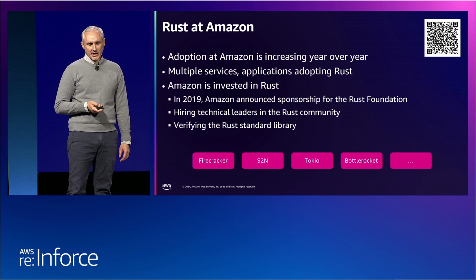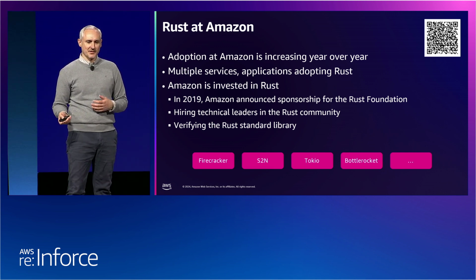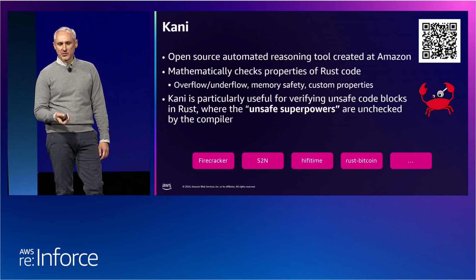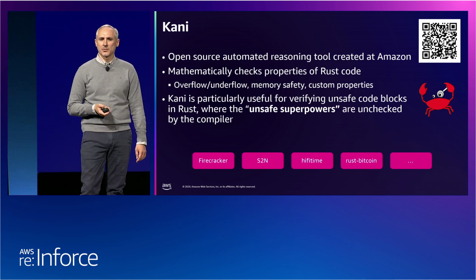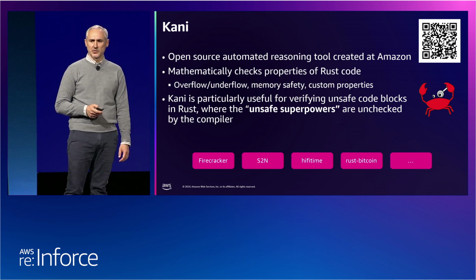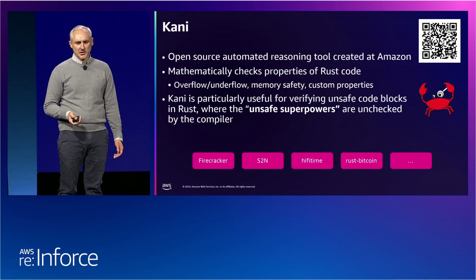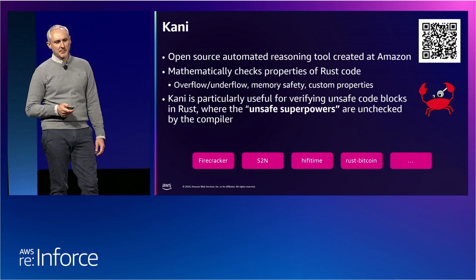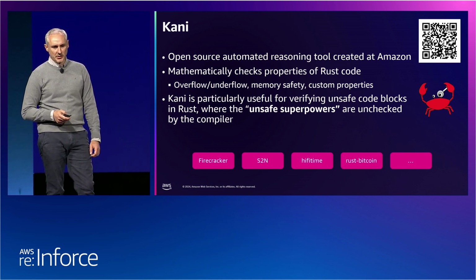So this leads us to how automated reasoning comes into the picture. I'm part of the team that develops a tool named Kani. This is an open source tool that does automated reasoning on Rust code. It was created at Amazon and released free of charge for everyone to use. The foundations of Kani are mathematics and mathematical proofs of Rust code. It allows you to check for properties like absence of overflow or underflow with integers, memory safety if you use raw pointers, and custom properties if you have custom assertions.